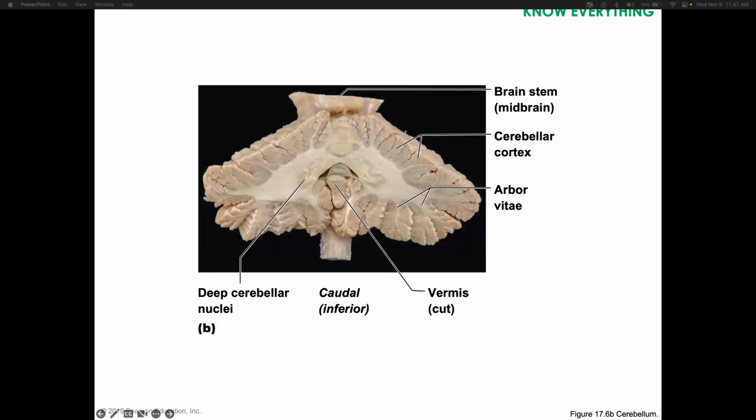And then this is a cross section of the cerebellum, and you can really see the white and gray matter of the cerebellum. Gray matter is made up of neurons and their cell bodies, and the white matter is made up of the myelinated axons of the neurons.